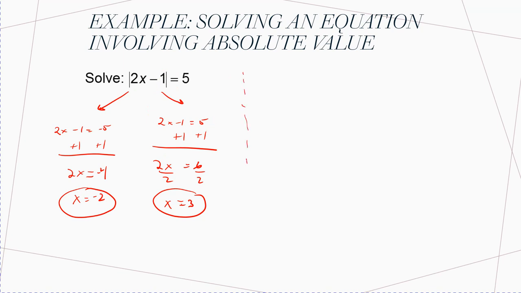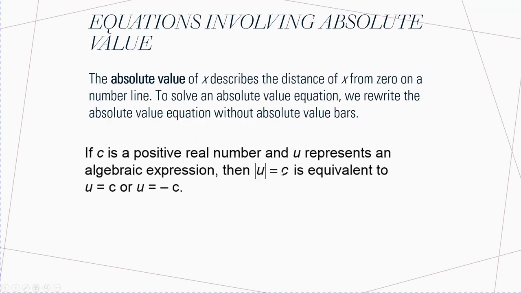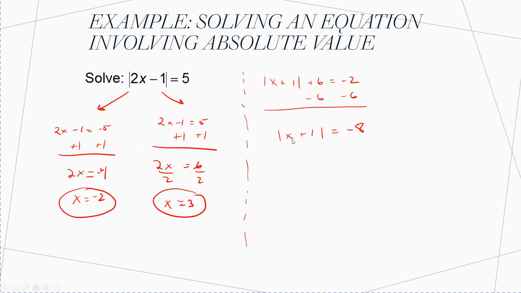All right, I just want to show you something that you might see. Suppose you have this: the absolute value of x plus 1, plus 6, is equal to negative 2. If you were to subtract 6 from both sides, you get the absolute value of x plus 1 is equal to negative 8. Notice how you can only solve this if the absolute value is equal to a positive number, right? The absolute value is never a negative number. So when you see something like this, it means there's no solution. And that's okay.